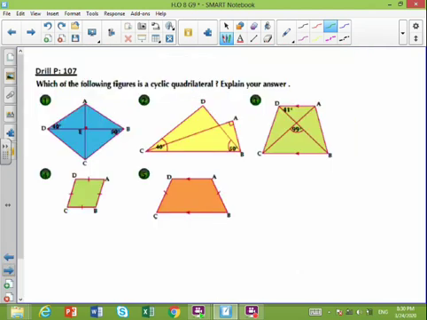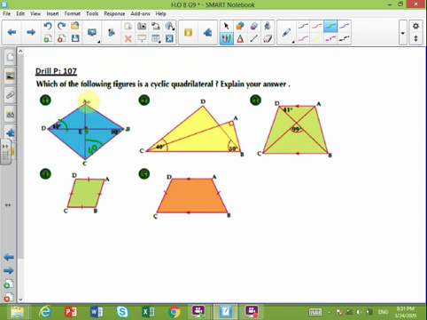Which of the following figures is a cyclic quadrilateral? Explain your answer. Of course I will not do them all. Let's start with number 1. Here in number 1 I have this angle, for example 90. All of them of course will be 90. In this triangle EBC, if this one is 90 and this one 50, so the third angle will be 40. As you see here, measure ADB becomes equal to measure ACB, equal 40 degrees.